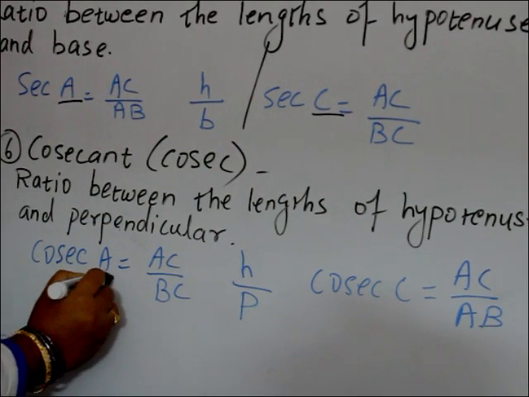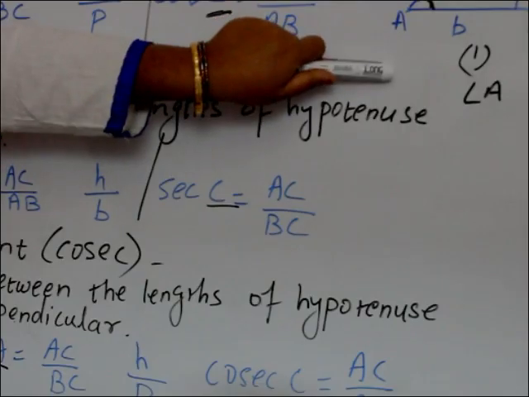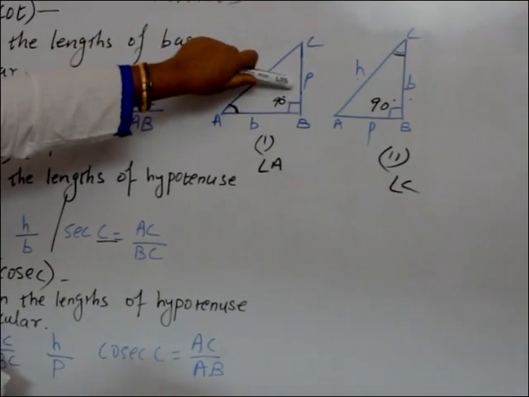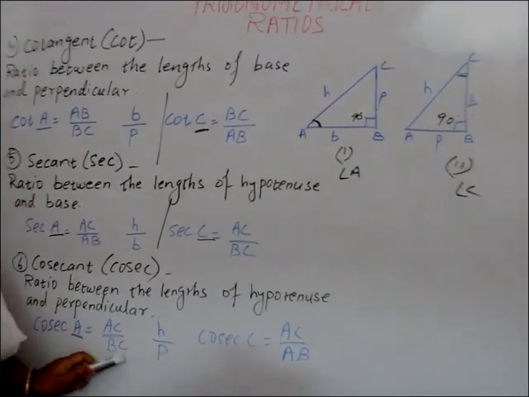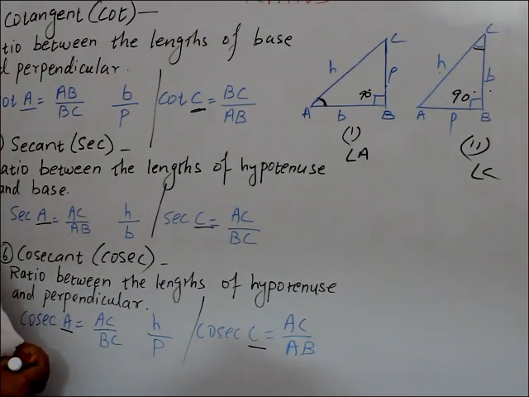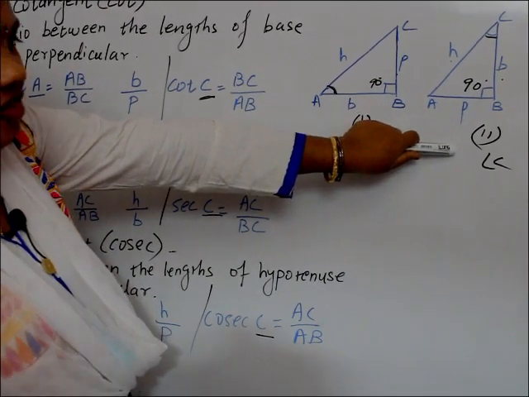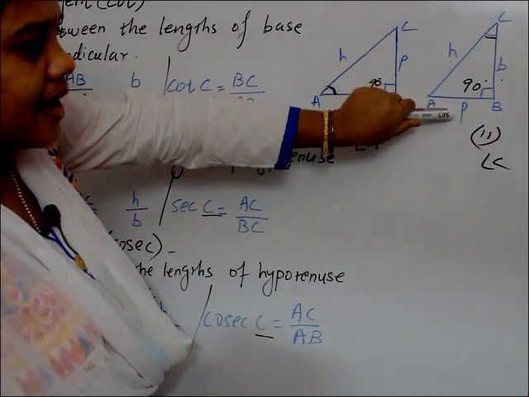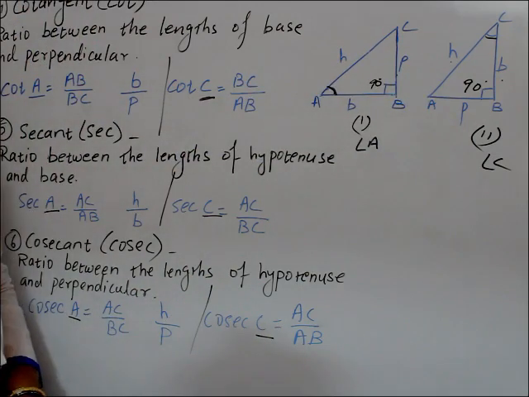Cosec A. What is the angle of reference? A. So we must see the first figure. H by P. What is H? AC. What is P? BC. So AC by BC. Second one is cosec C. Angle of reference is angle C, so you have to see the second figure. H by P. What is H? AC. What is P? AB. So AC by AB. Very clear, children?